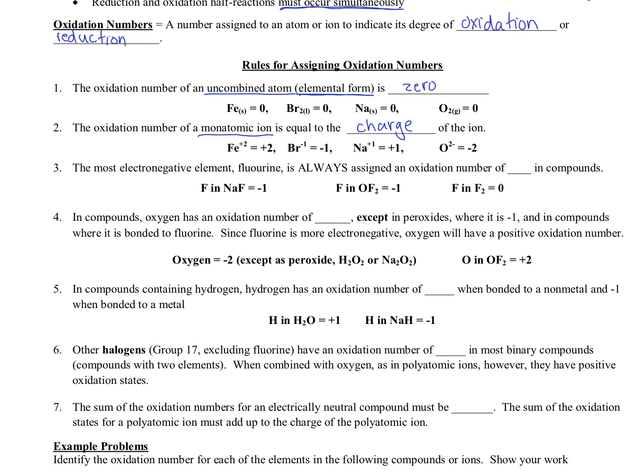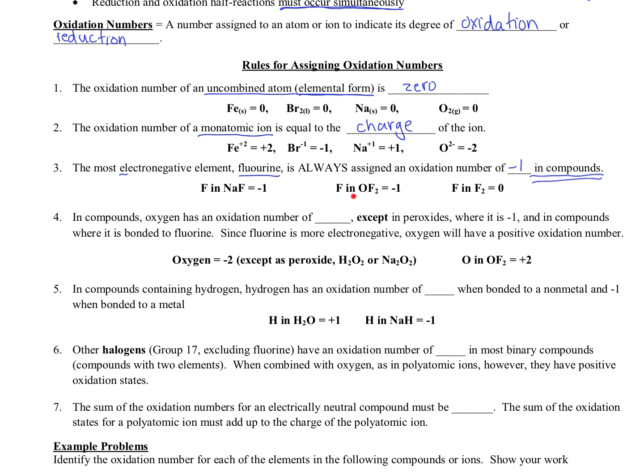number of -2. Rule number 3 says the most electronegative element, and hopefully you remember that that is fluorine, is always assigned an oxidation number of -1 in compounds, and "in compounds" is important. So here we have the compound sodium fluoride. The oxidation number of fluorine in sodium fluoride is -1.